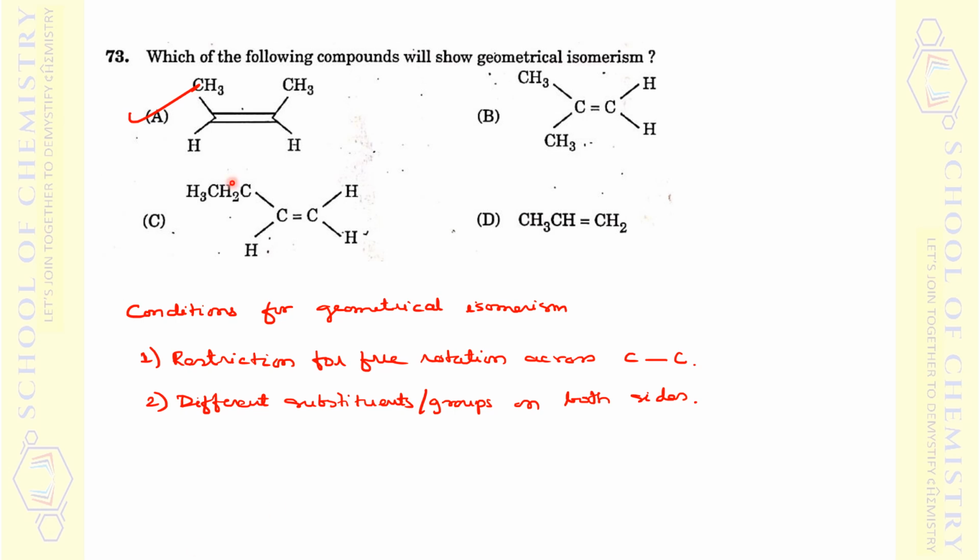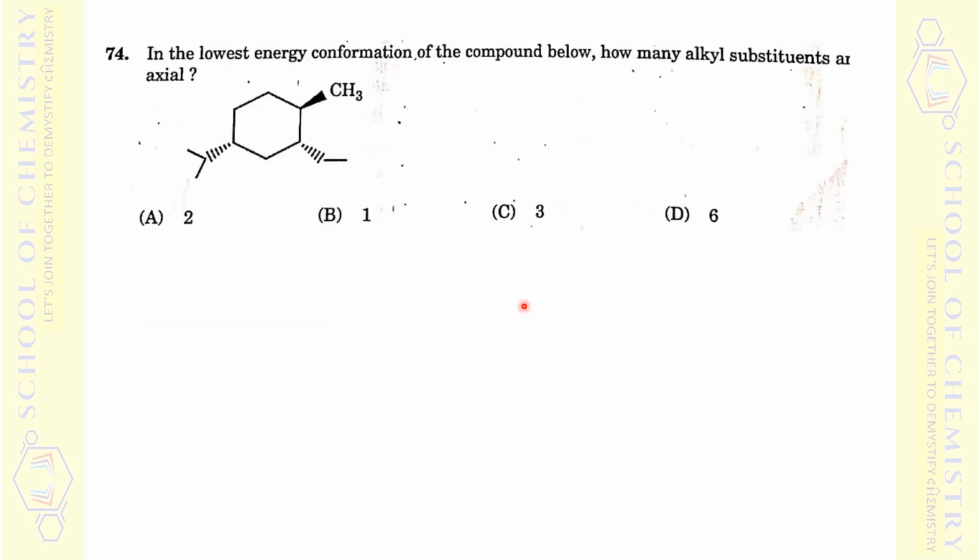In fact, this particular isomer that they have given is cis, or in terms of E and Z nomenclature, this will be Z. The other form, the E form or trans form, will be possible for this. Cis-trans isomerism is possible, geometrical isomerism in option A. Option A is the answer for the question. Let's move on to the next question.